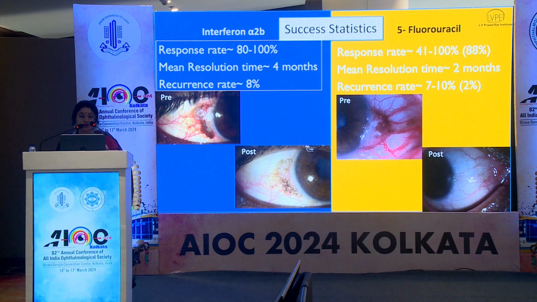The mean resolution time was around 2 months, which is again a quicker resolution compared to interferon alpha 2b. The recurrence rates were also comparable, 7 to 10%, but in our study we got it around 2% at 6 months follow-up.